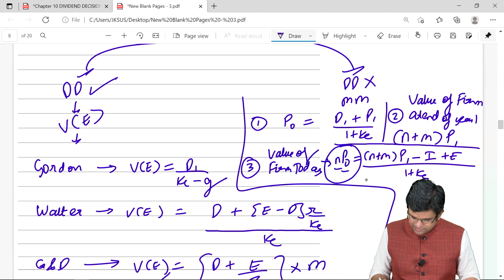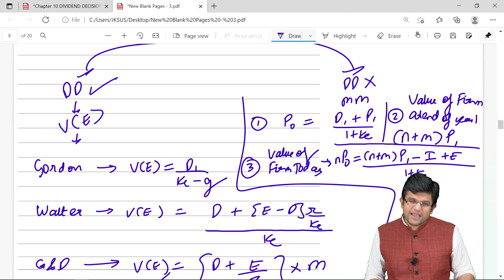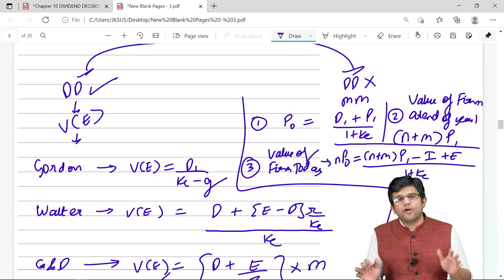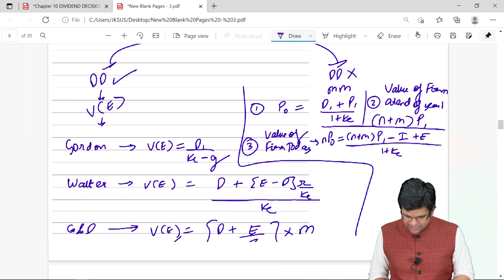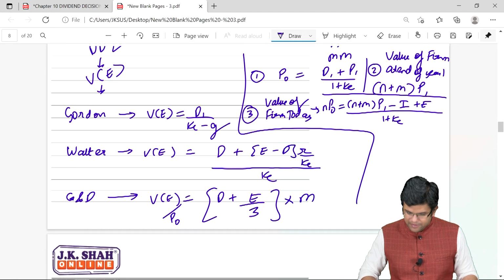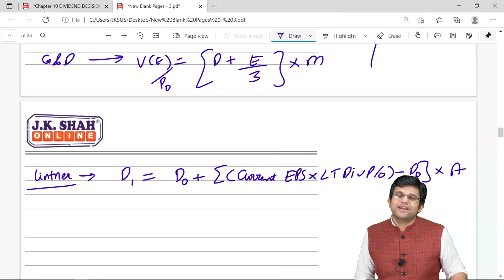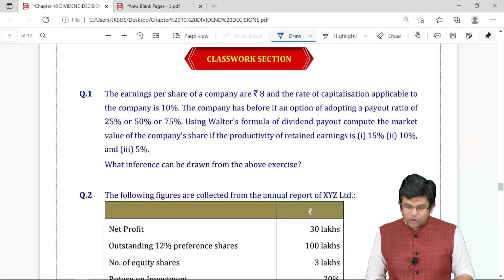So children, these are the three formulas as far as MM is concerned. Yes, and children, this is the end of what dividend decisions are. These are your formulas. Everybody clear? And of course Lintner here. And now that you have your JK Classes textbook with you, I'll quickly go through the sums.